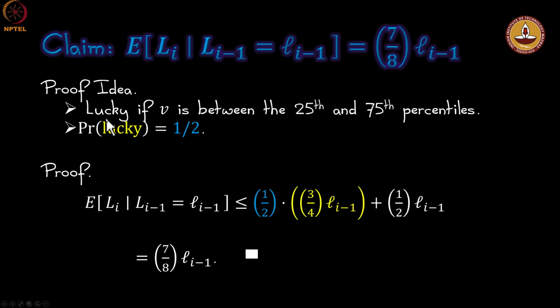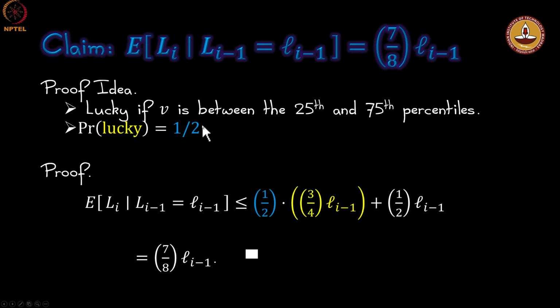Let's look at the pivot that we chose. That's pivot v. If we are lucky, that pivot is going to fall between the 25th and the 75th percentiles. And clearly the probability of being lucky is 1/2. Okay, so how do these ideas play out? Well, let's try to be a little bit more careful about this. What we care to bound is this expectation on Li given this condition. And let's look at how that can be worked out.